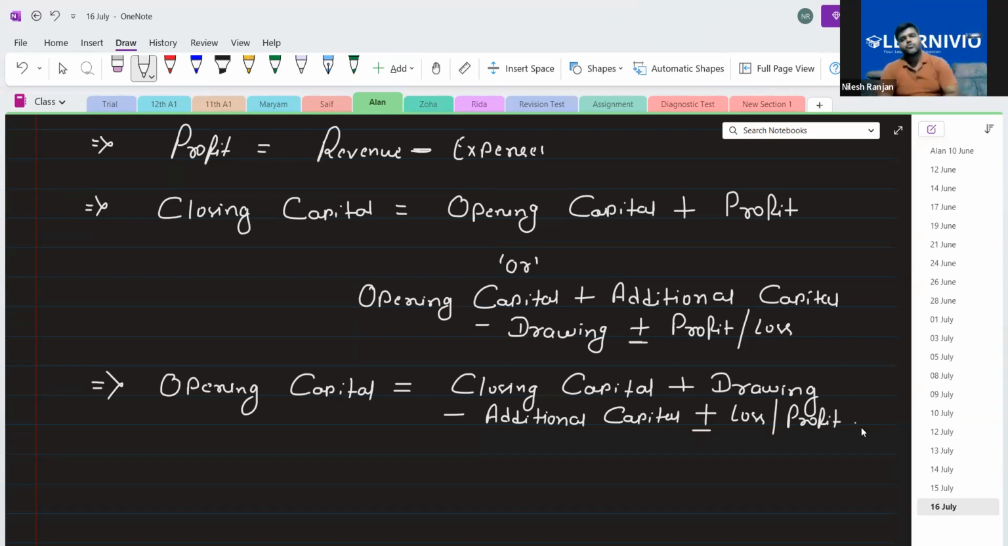Is that clear? Yes. All the items are reversed. Drawing was deducted before, now it is added. Additional capital was added, now it is deducted. Profit was added, now profit is deducted. Loss was deducted, so loss is now added. So just reverse the items. When you take the items to the opposite side, the signs change. That's why plus becomes minus, minus becomes plus. Please write these formulas.